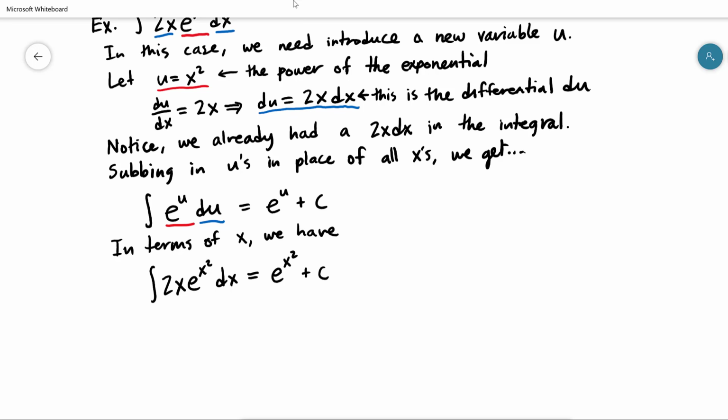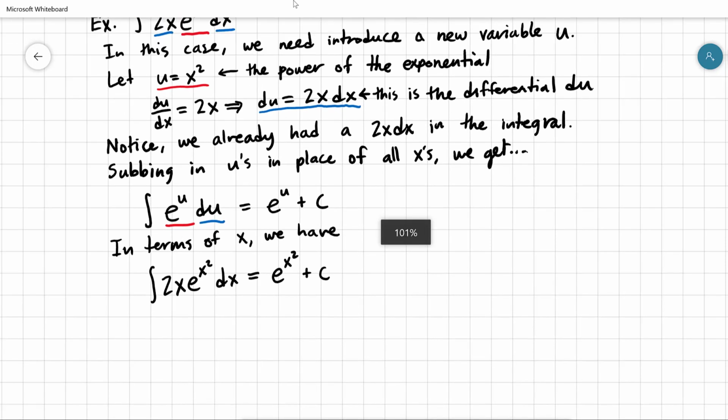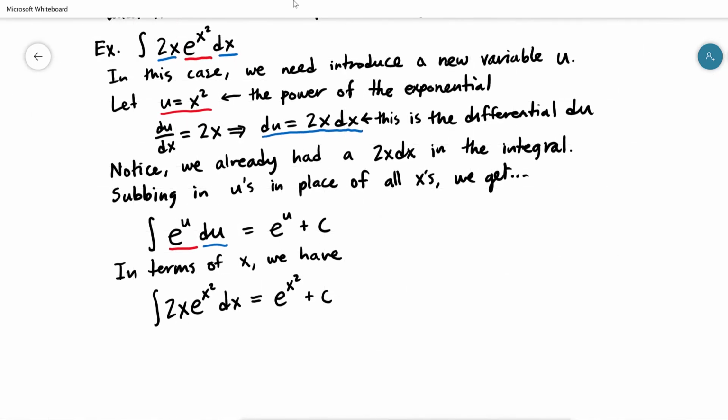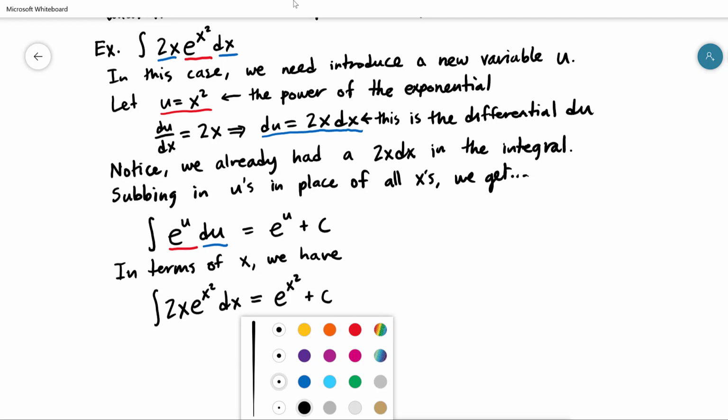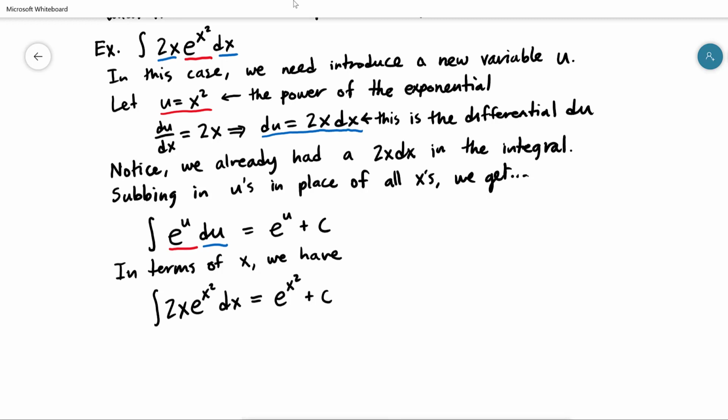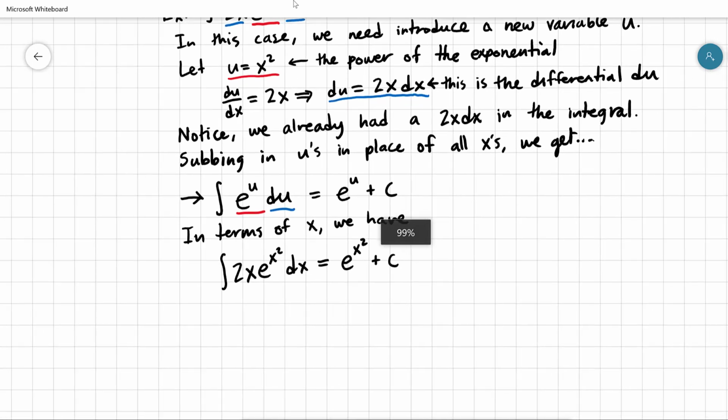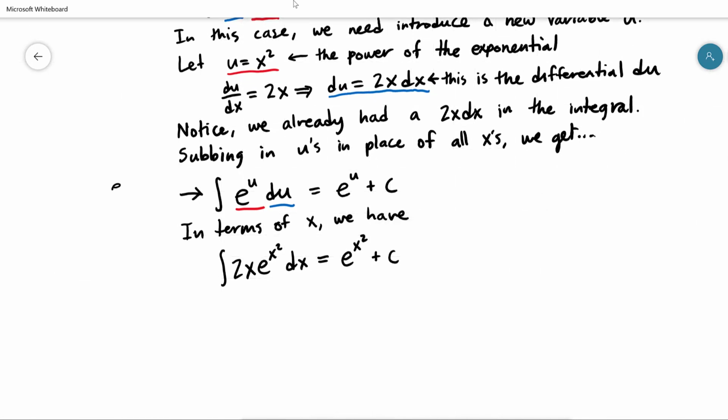This was an easy integral. We've converted it from something that, just to make it clear, this one is an easy integral. So this one is easy. It showed up in that table.